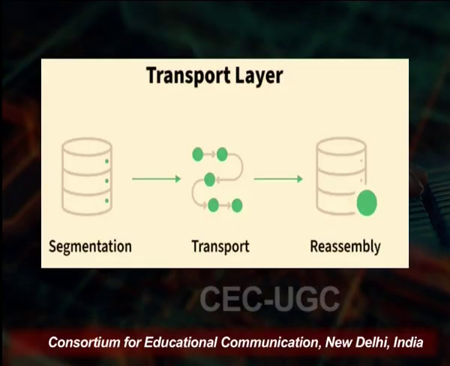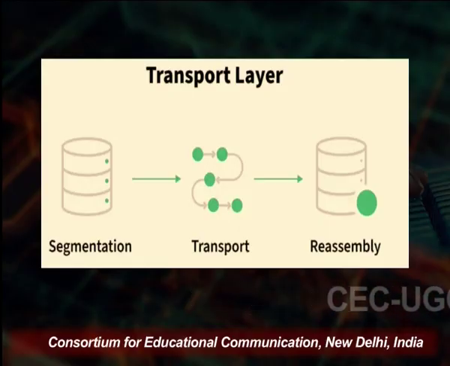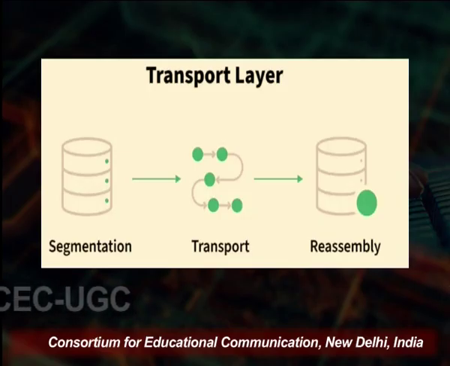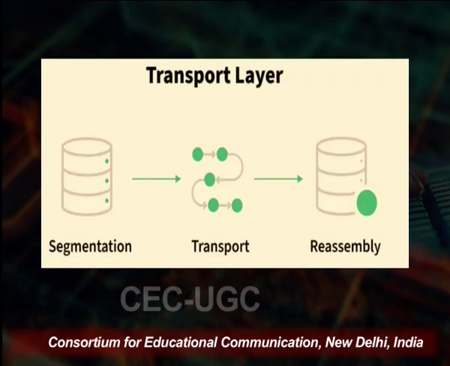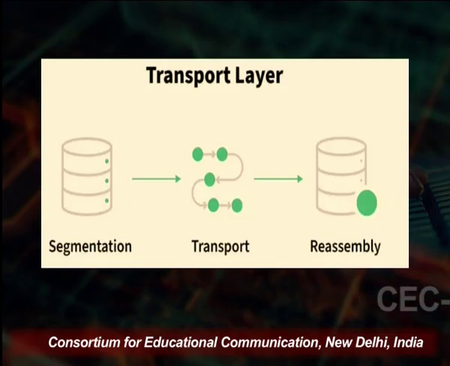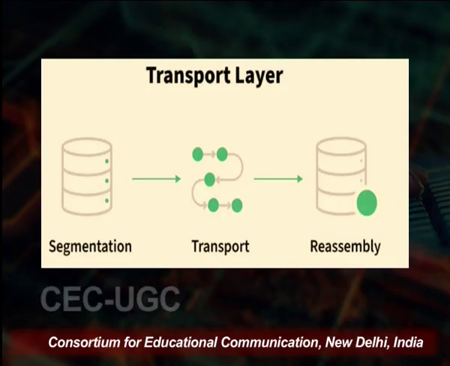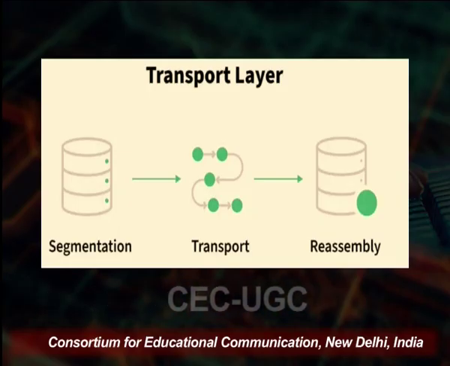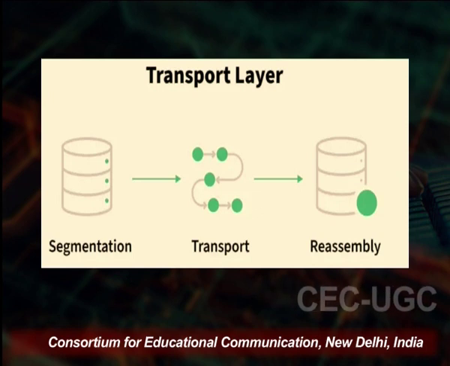Now, in a nutshell, if we see how the transport layer performs: on the sender side the segmentation is done, then these segments are transported to the receiver side, and at the receiver side the reassembly, or the correct arrangement of these segments, is to be done.